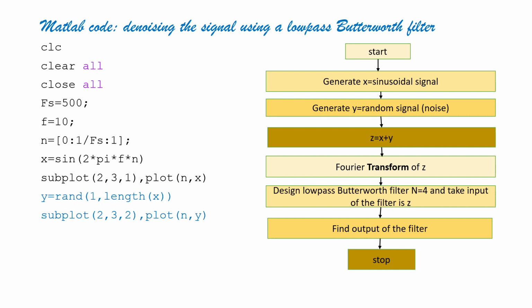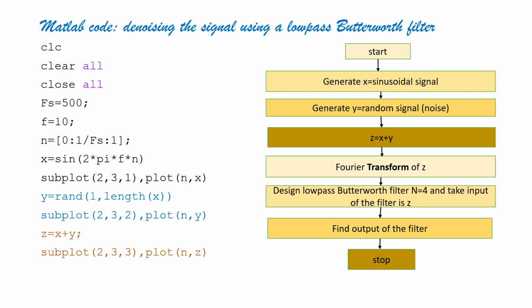Now I generate the random signal. Y equals rand of 1 comma length of X, subplot 232, plot N comma Y. So this generates the random signal. After we generate the signals, when adding the two signals, the length should be the same. That's why I write the length here. If the length is not matching, MATLAB will give you an error.